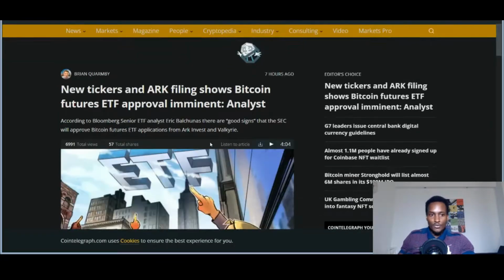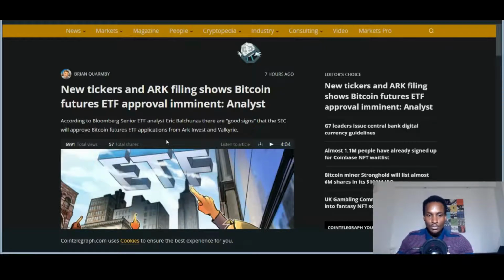So last article for the day. New tickers and ARC filing shows Bitcoin futures ETF approval imminent. There's been a lot of talk about the Bitcoin ETF. We know Gary Gensler apparently pointed to a potential instatement of the Bitcoin ETF in the United States. I think they're looking at Canada and they're like, okay, we need to do something about it.